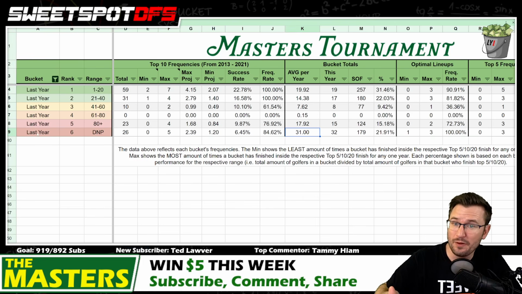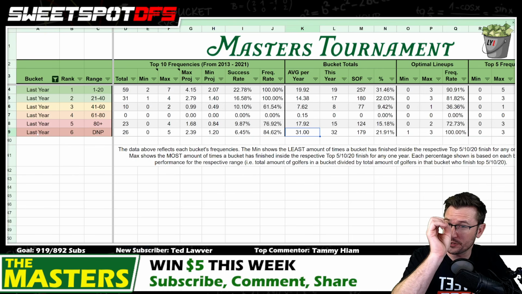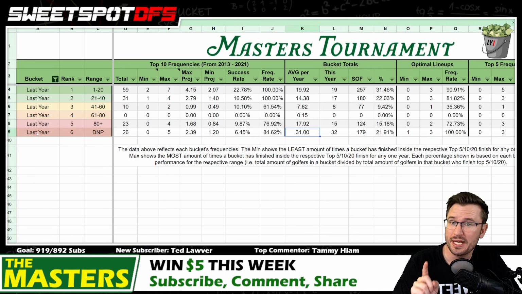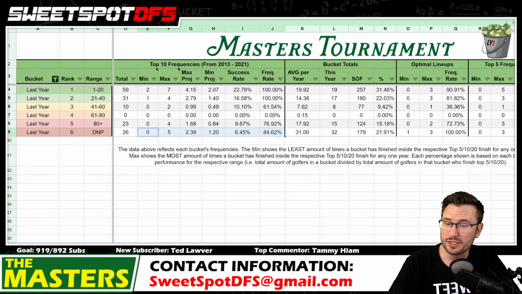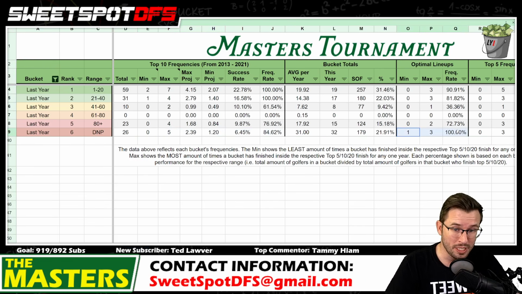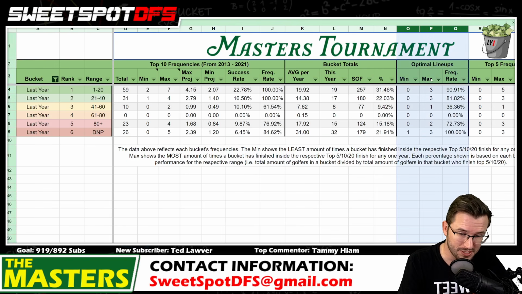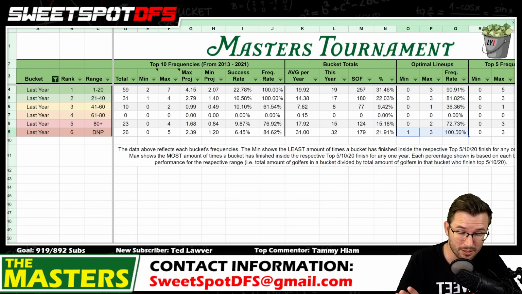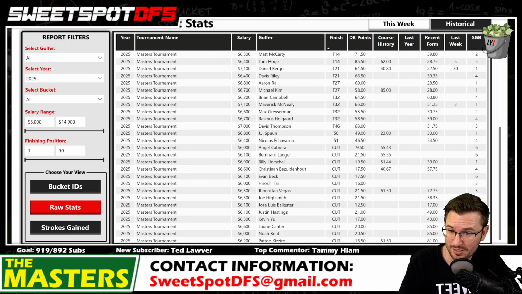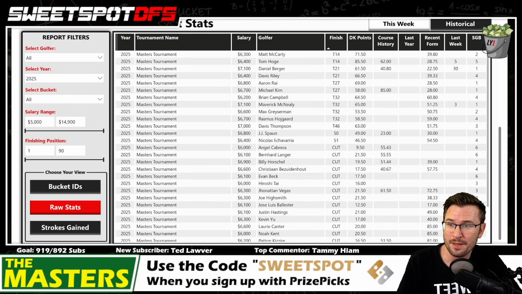technically in 2025, we had 0 golfers from this bucket represented inside the top 10. And that's what our projections are looking at: top 10 projections. Yet Tom Hoge was still in the optimal lineup. And that's what you get under the optimal lineup section right there: we've seen at least one. Now, okay, who were those golfers, right?